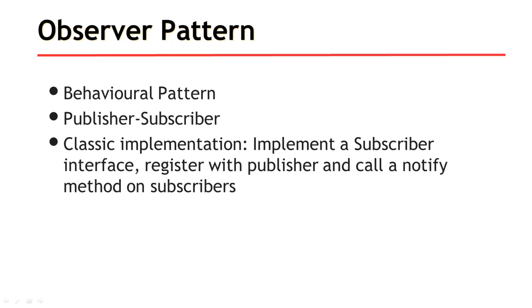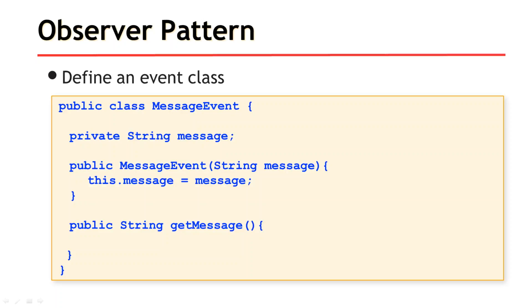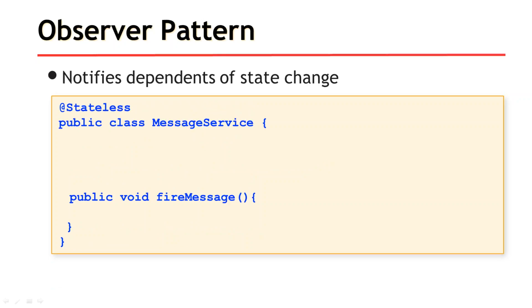How does Java EE solve this? It does it in a much more loosely coupled fashion. Okay, so the first thing you need to do is to define an events class. Here we define a class called MessageEvent, and within this MessageEvent we simply define a message as a string. It's a very simple events class. And here we return a message when the getMessage method is called.